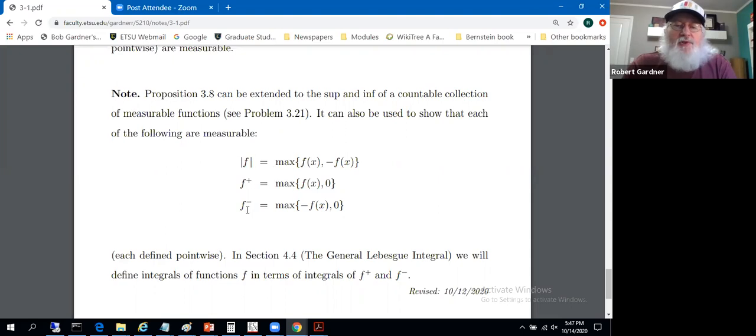And these two functions are defined as f plus and f minus. f plus is the maximum of f of x and 0. So this function is f when f is non-negative, and 0 when f is negative. So you've basically chopped off the bottom of this f of x function along the x-axis. Anything that dropped below the x-axis, you chopped off and gave the function the value 0.